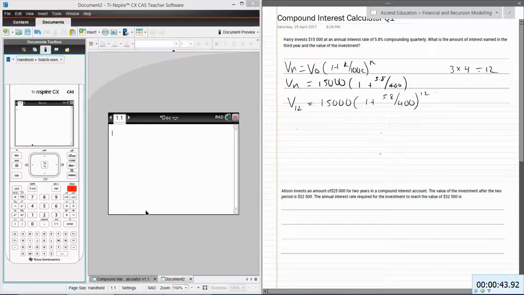What we also need to do is find V8, which is the value at the end of the second year. So we can see the gain from the second year to the third year, so the value of the interest earned in the third year. So it becomes 15,000 times 1 plus 5.8 on 400 to the power of 8. Let's see what we get in both these situations.